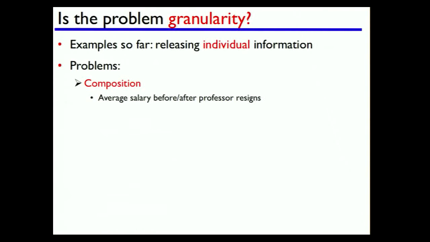One of them is, again, composition-type problems. Suppose I tell you the average salary in a department before and after a given professor resigns, then you learn exactly how much that person was making at the time they resigned, right? Incidentally, this illustrates one of the differences why secure function evaluation is addressing a different problem. Secure function evaluation would tell you how to release the average, but it doesn't tell you whether or not releasing the average is a good idea.